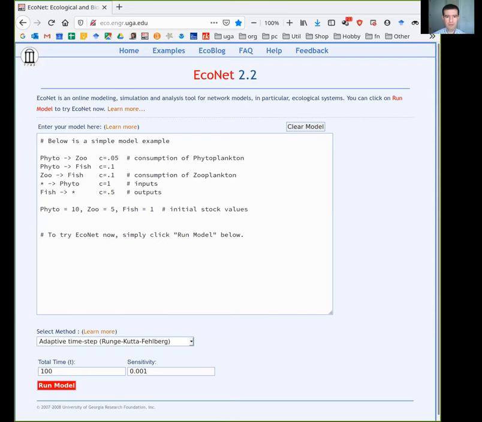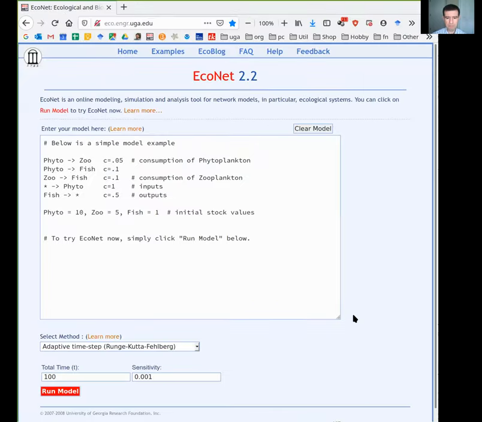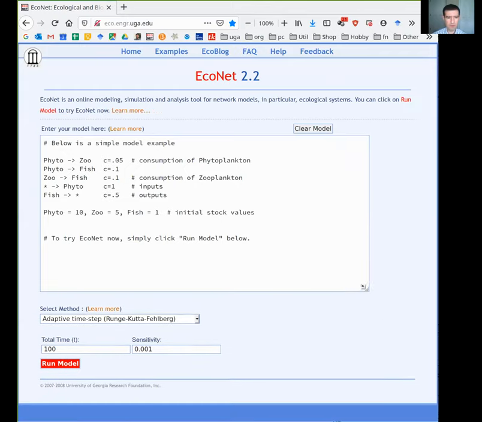So I'll share the web browser. Okay, so here is the web browser. Let me make it a tad smaller, perhaps. So you can adjust the size of this window.